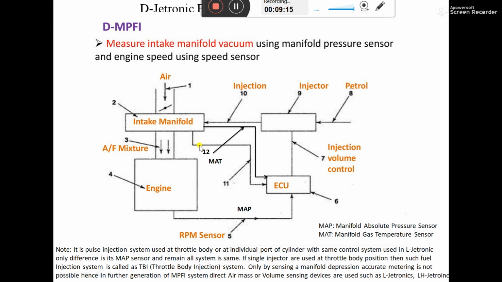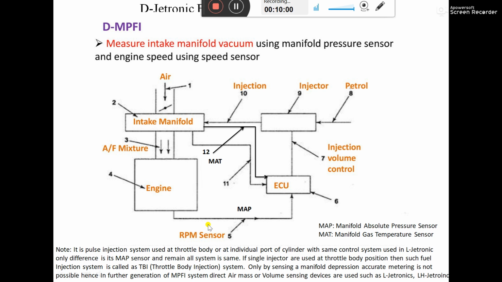Similarly, it also senses the temperature of the incoming air. That is called the manifold gas temperature sensor. It is the same as inlet air temperature; a different terminology is used here, but it is not different from the IAT, the inlet air temperature. Here the term MAT is used. After that, it also takes input from the engine speed, the RPM sensor. In addition, it also calculates the throttle position. On that basis it derives the actual mass of air inducted into the system, and on that basis it calculates the mass of fuel.